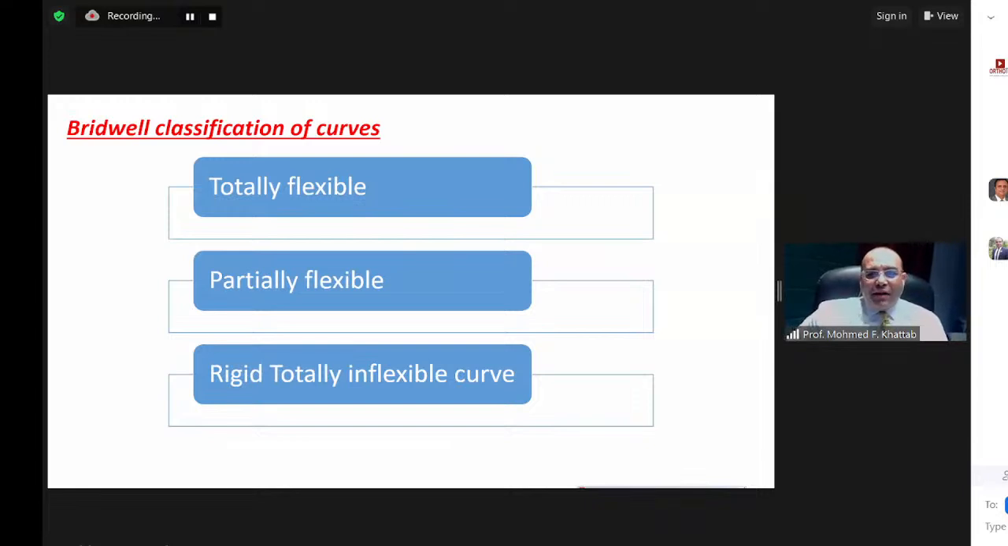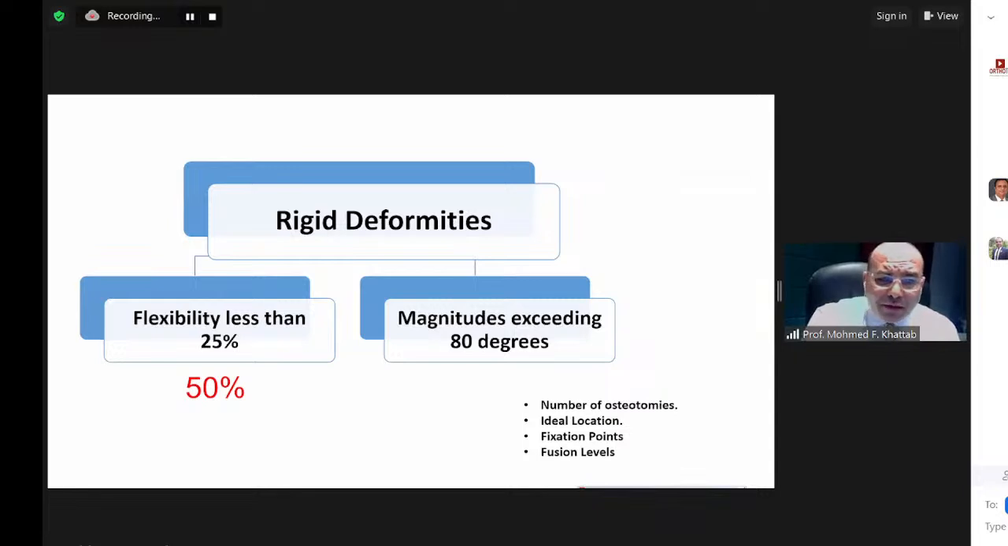Bridwell classified spine deformity curves into totally flexible curves, partially flexible curves, or rigid, totally inflexible curves. Why do we need to know the rigidity and flexibility of the spine deformity? A rigid deformity was previously thought to be one with flexibility less than 25 degrees in bending films, but with more knowledge about the pathology and biomechanics, we agreed that it is when flexibility is less than 50%. That means the curve could not be corrected more than 50%, either in fulcrum bending views, or some colleagues even use traction under general anesthesia to assess the flexibility of the curve.